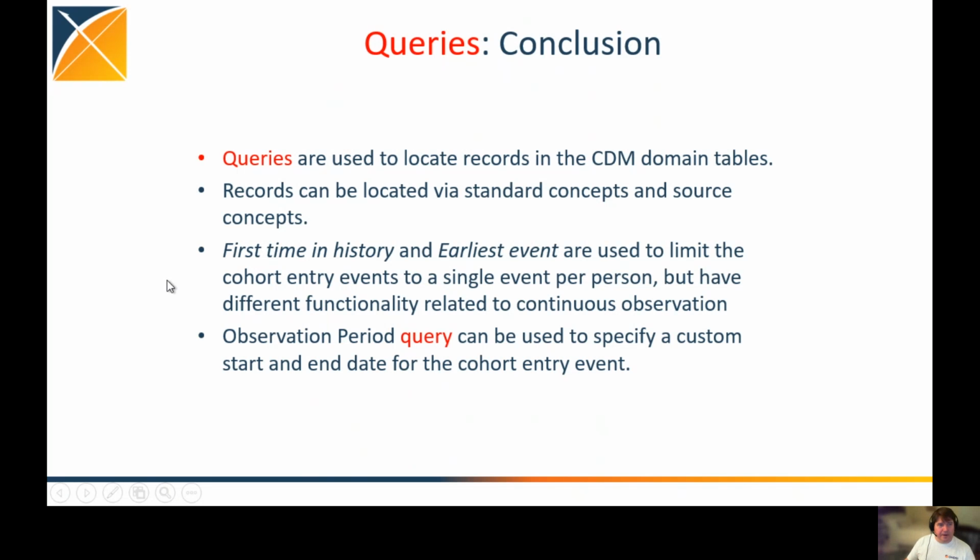So in conclusion, queries are used to locate records in the CDM domain tables. Records can be located via standard concepts and source concepts. First time in history and earliest event are used to limit the cohort entry events to a single event per person, but have different functionality related to continuous observation. Observation period queries can be used to specify a custom start and end date for the cohort entry event.